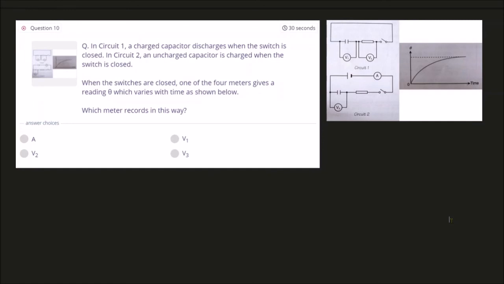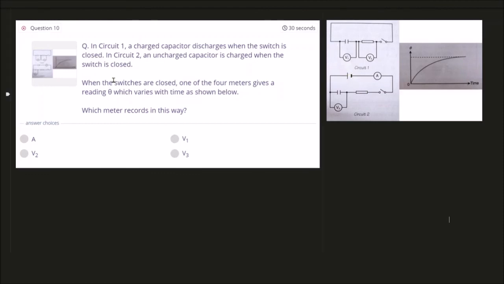Question 10. In circuit 1, a charged capacitor, which is this one, is discharged when the switch is closed. In circuit 2, the uncharged capacitor, this capacitor here is uncharged, is charged when the switch is closed. So we can know that C1, circuit 1 here, is a discharging circuit, whereas C2 over here is a charging circuit because we have a battery over here.